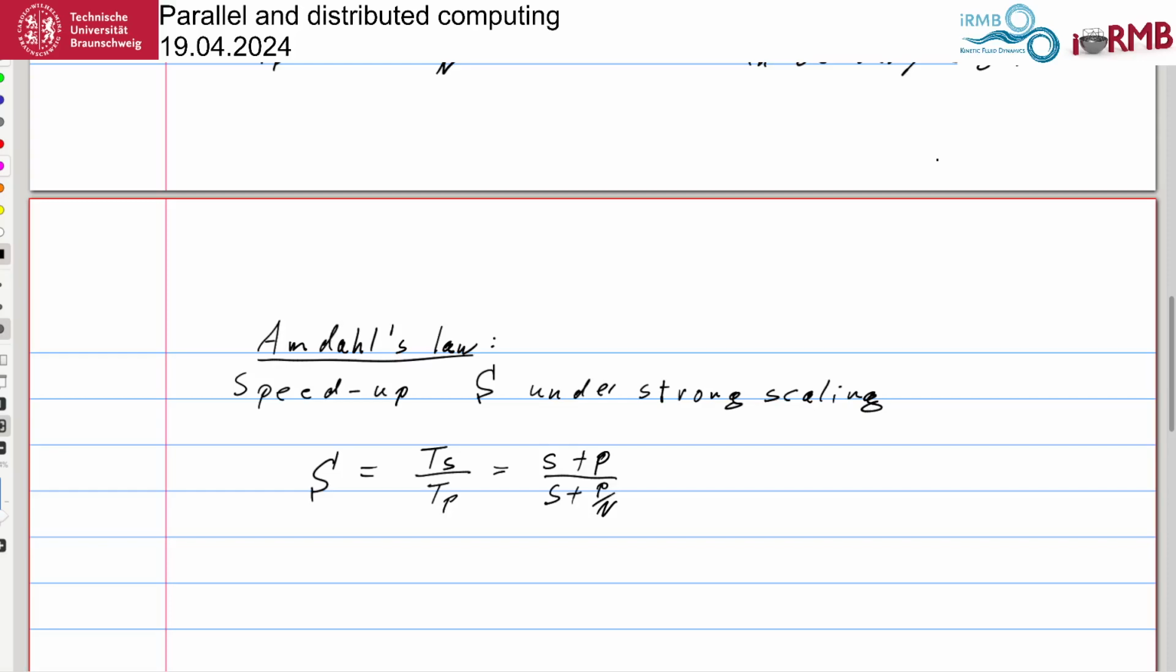What is then customary is to introduce two more quantities, namely the serial fraction. This is the part of the work to be done that is serial: the serial time divided by the serial time plus the parallel time. So this is just the serial time divided by the total time. This is what we call the serial fraction. And then there's, of course, a parallel fraction. fp is the parallel part divided by the serial part plus the parallel part.